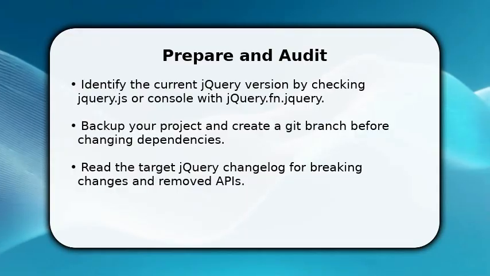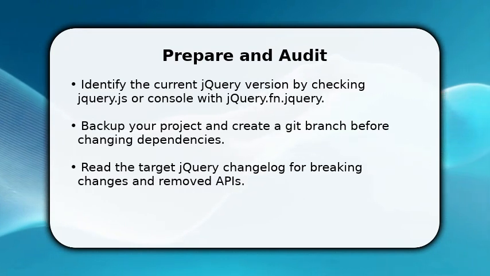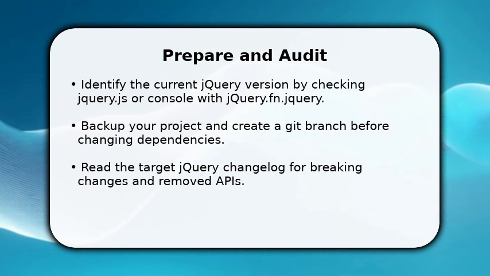Enjoy the video. First, identify the current jQuery version by opening jquery.js or running jQuery.fn.jquery in the console. Next, create a backup and open a Git branch to isolate changes. Then, read the target jQuery changelog for breaking changes and removed APIs to plan code updates.